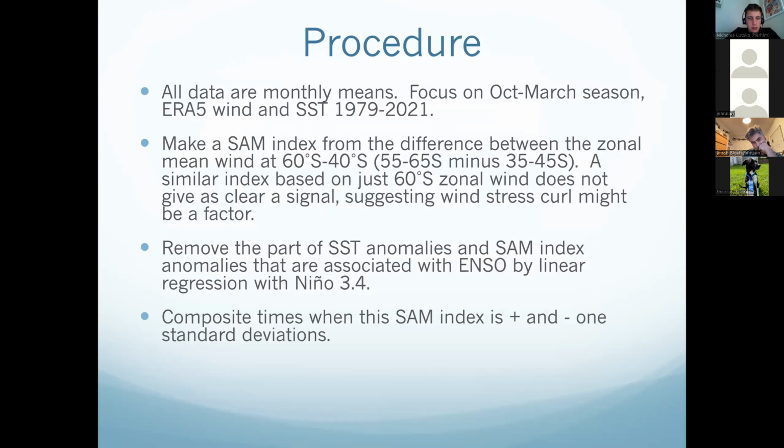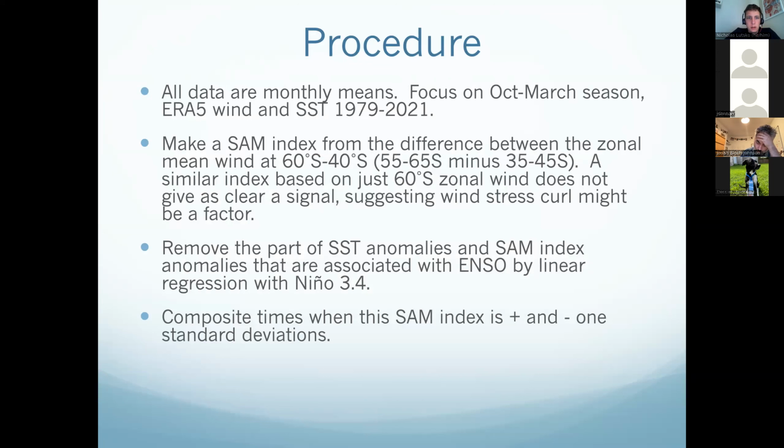So all the data I'm showing here are monthly means, and I'm going to focus on the October to March season. I'm going to use ERA5 winds and sea surface temperatures from 1979 to 2021. The October to March season works better, the argument being that's the season of the ozone hole, and it's also the season when the Southern Hemisphere is more zonally symmetric.